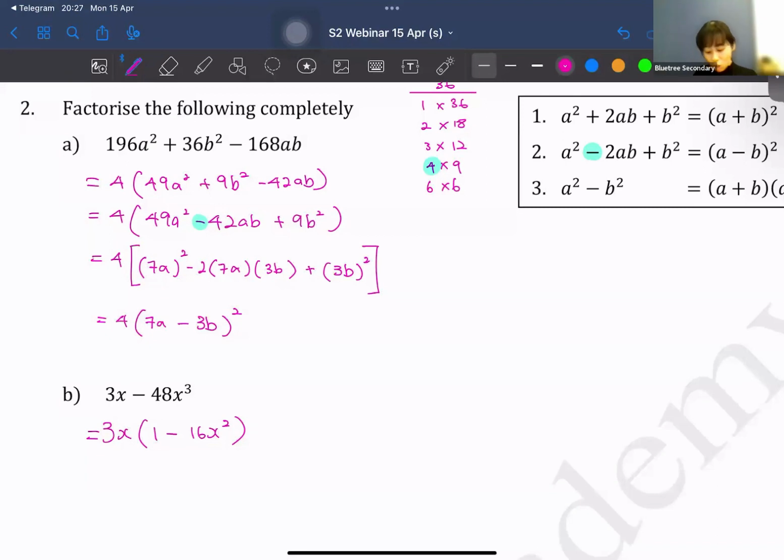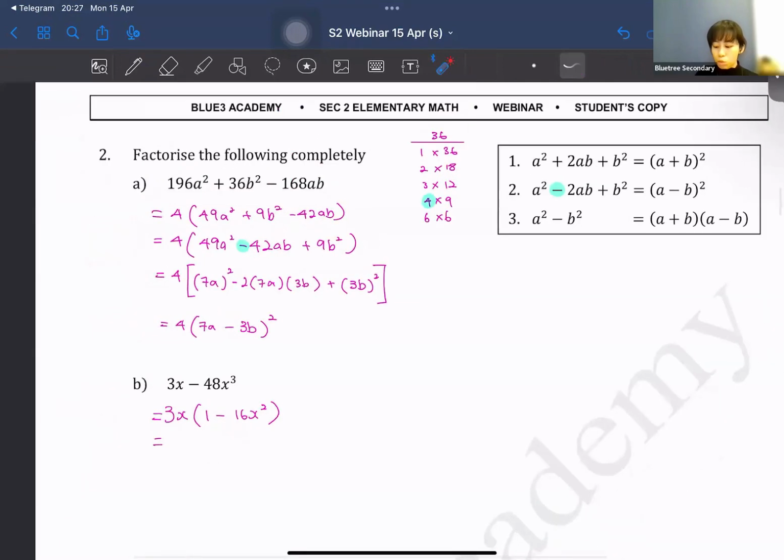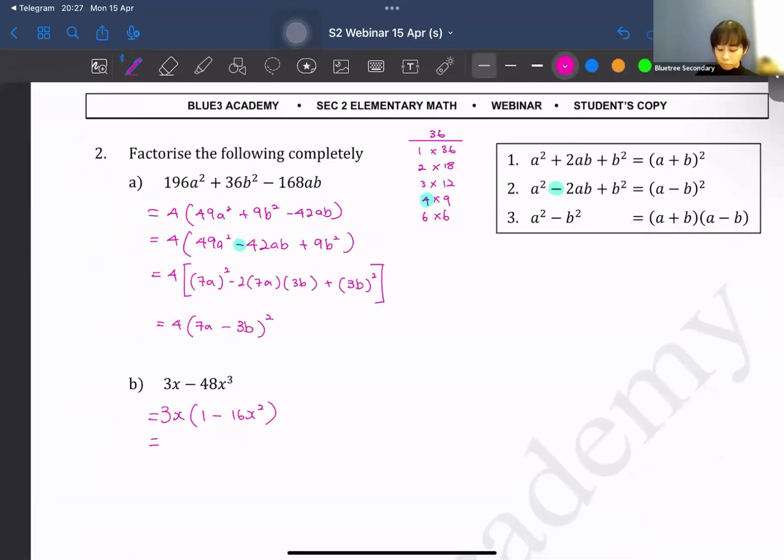From here, don't just stop. You can actually use your third identity where you have a squared minus b squared to further factorize it into a plus b, a minus b using your third identity. So I'm going to rewrite my two terms inside the bracket as a power of 2 first, since I know they are perfect squares.